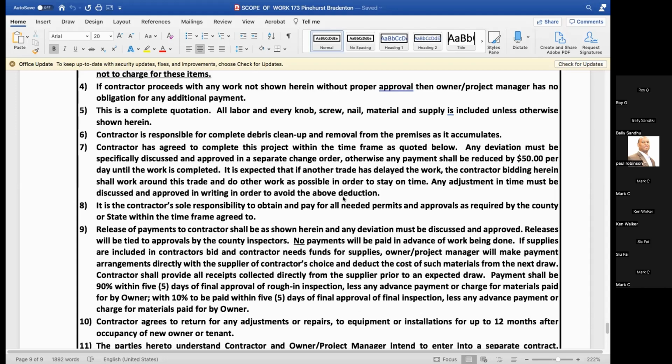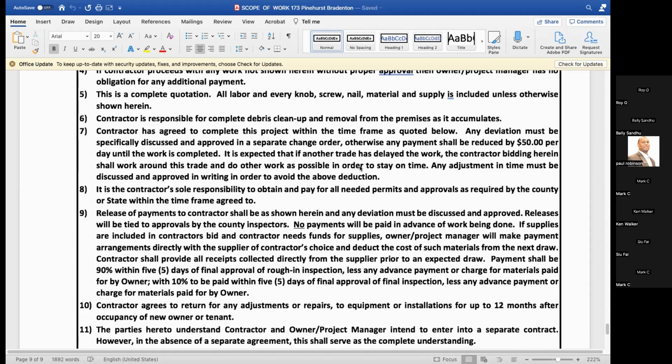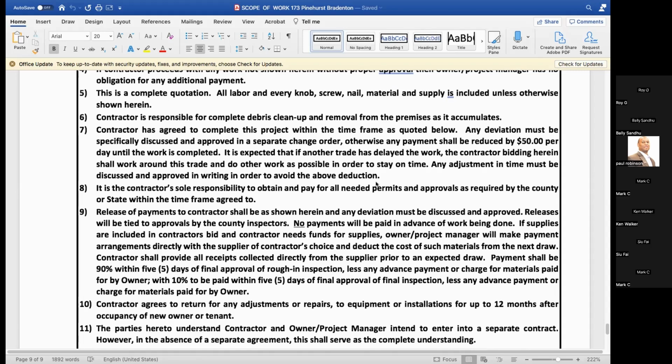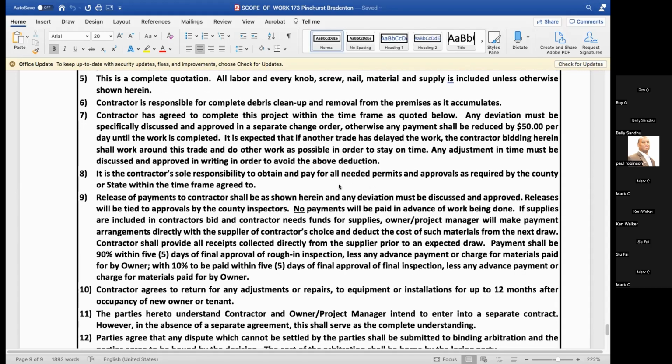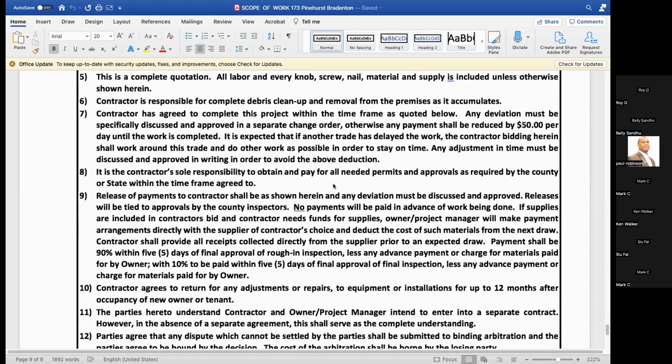And number 7, this is what I was talking about. If they go past their time frame, then we charge them, usually $50 a day is what we put in there. It just keeps them honest and makes sure they're going to complete the work in a timely manner.